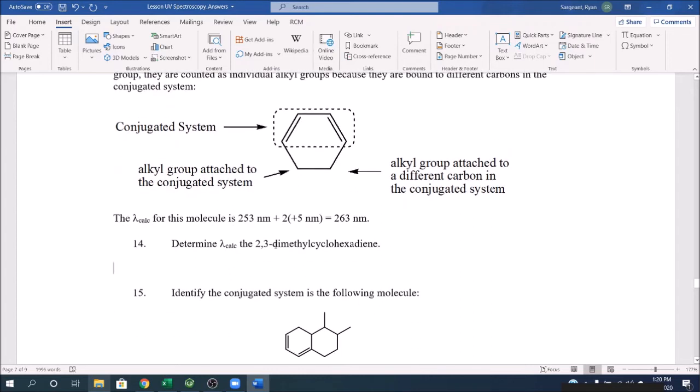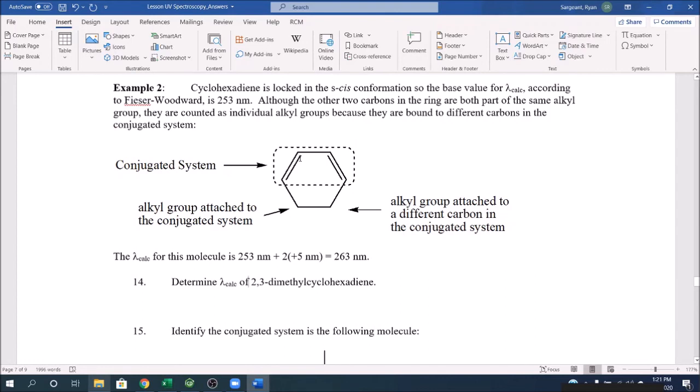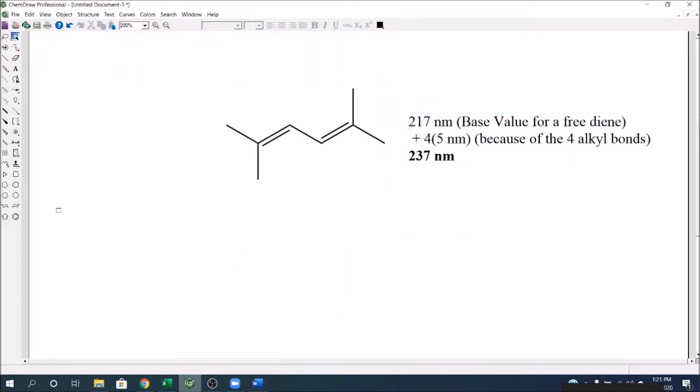Determine lambda calc of 2,3-dimethylcyclohexadiene. So 2,3-dimethylcyclohexadiene is this same cyclohexadiene right there, but it has 2 additional methyl groups. They would show up coming off of this position and that position right there. So let's draw a structure of that compound. It would look like this, and we have the 2 methyl groups coming off of it.